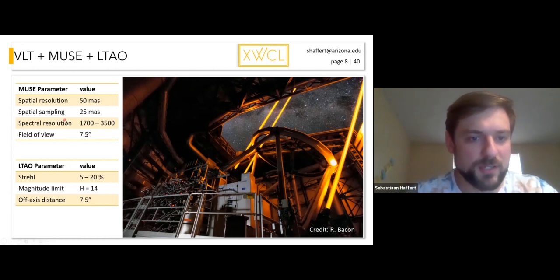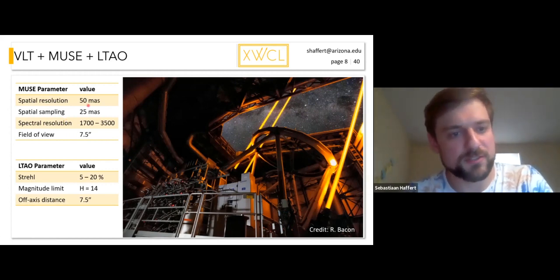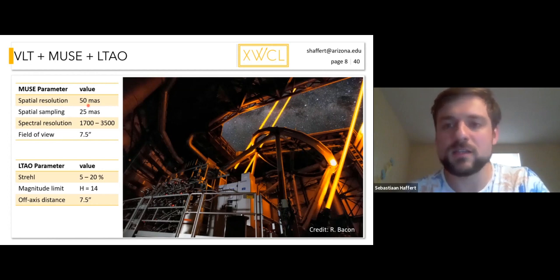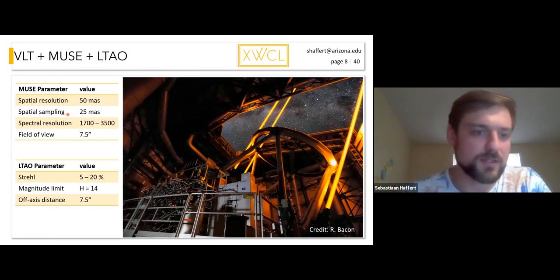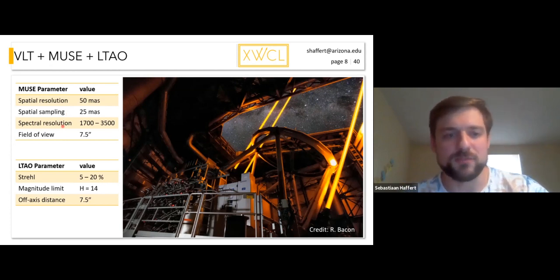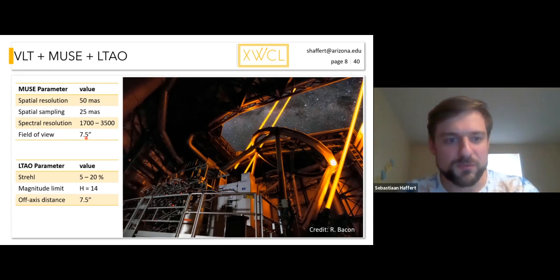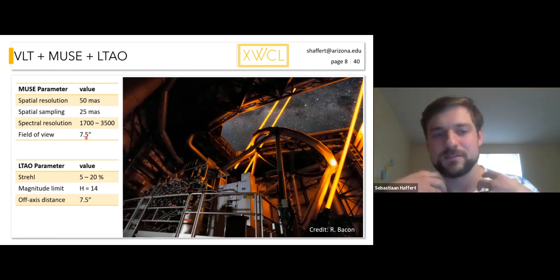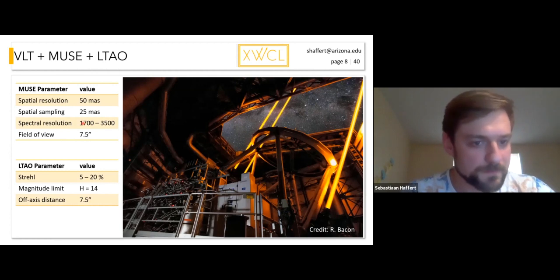On the left, you can see a couple of typical parameters of MUSE. Typically the spatial resolution is about 50 milliarcseconds, and that's sampled by pixels of 25 milliarcseconds in size. The resolving power is roughly 2,000 to 3,000 over the spectral range. The parameters that I show here are for the narrow field mode, the high spatial resolution mode, and it has a 7.5 arcsecond field of view.